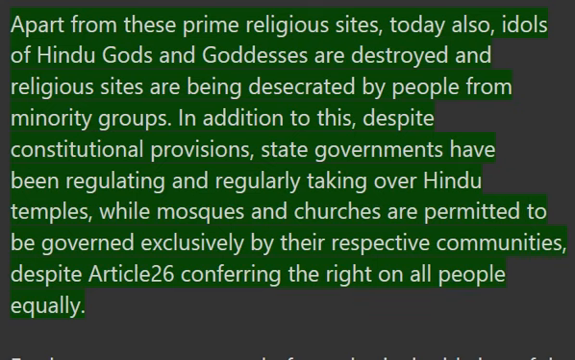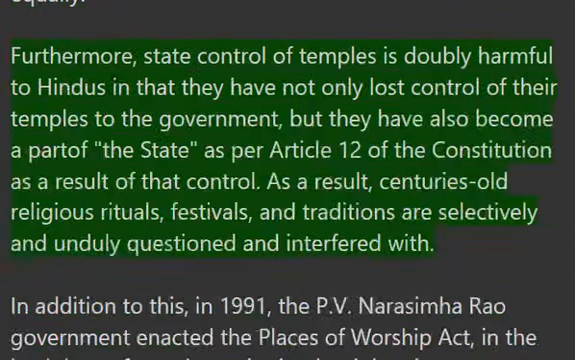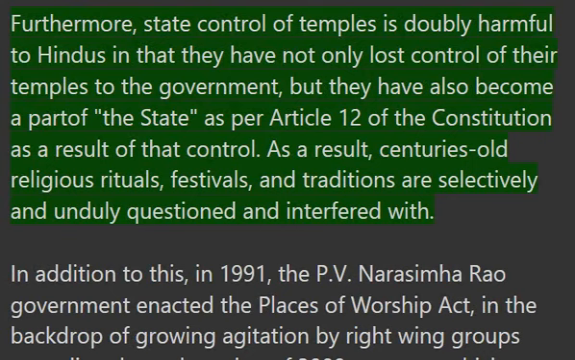In addition to this, despite constitutional provisions, state governments have been regulating and regularly taking over Hindu temples, while mosques and churches are permitted to be governed exclusively by their respective communities, despite Article 26 conferring the right on all people equally. Furthermore, state control of temples is doubly harmful to Hindus in that they have not only lost control of their temples to the government, but they have also become a part of the state, as per Article 12 of the Constitution, as a result of that control. As a result, centuries-old religious rituals, festivals, and traditions are selectively and unduly questioned and interfered with.